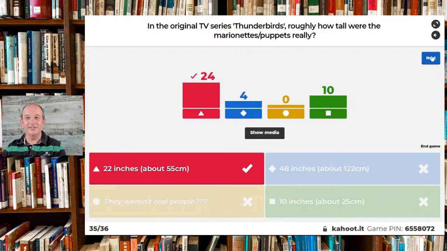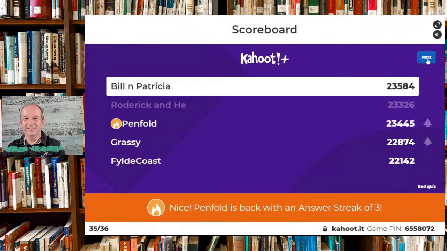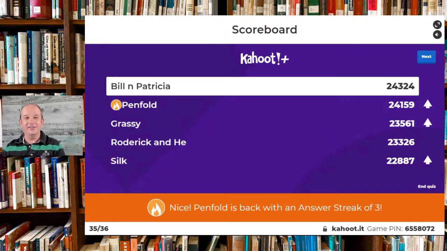Right, let's see what that's done, here we go. Bill and Patricia still in first place. Penfold on fire, answer streak of three, into second place. I know who Penfold is, and they're going to be delighted at being there. Grassy slipping down into third place. Silk, I think that's your first time on the leaderboard there. Congratulations on getting in there. Penfold, answer streak of three, and really not far behind. It's all to play for on the last question.